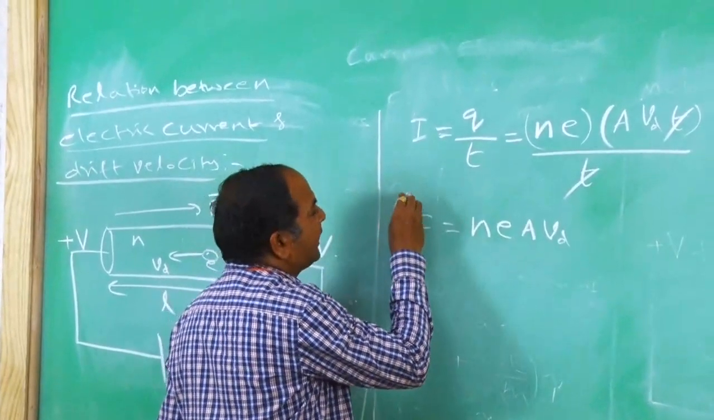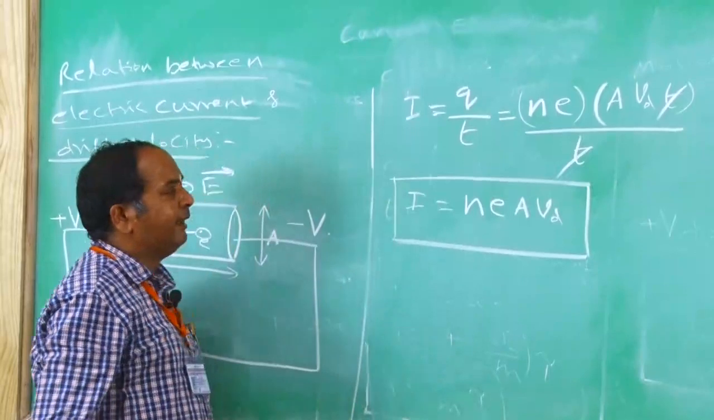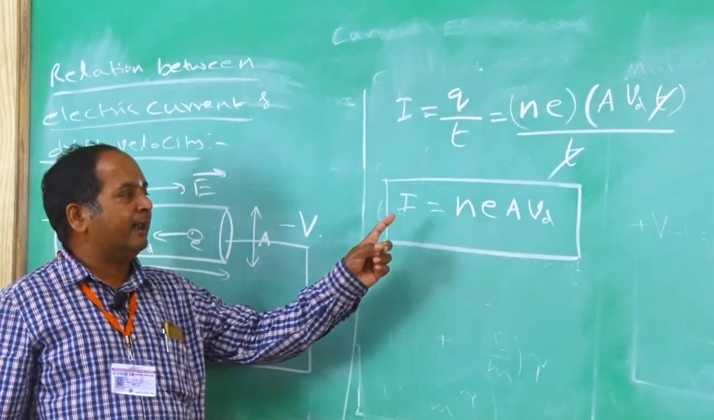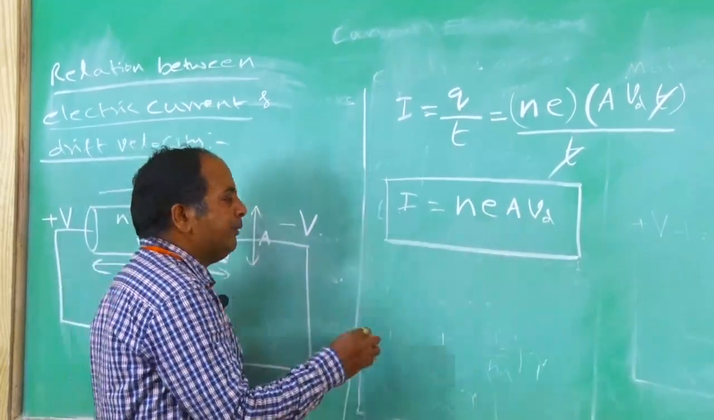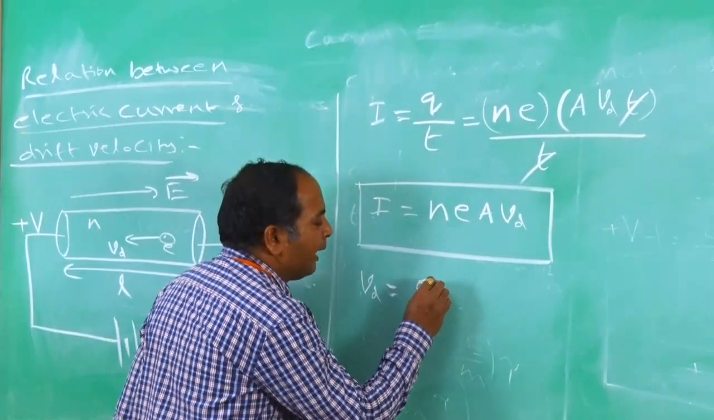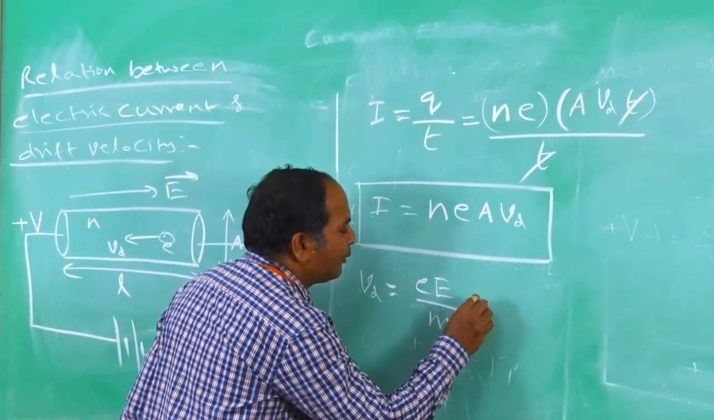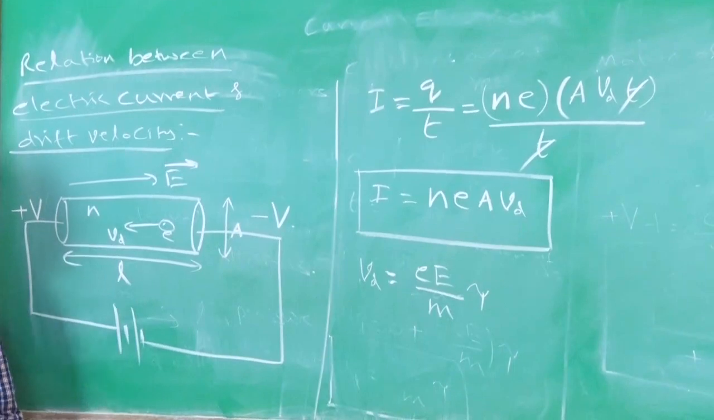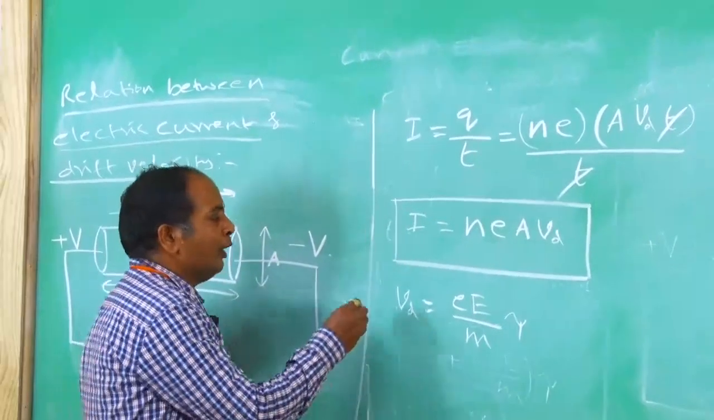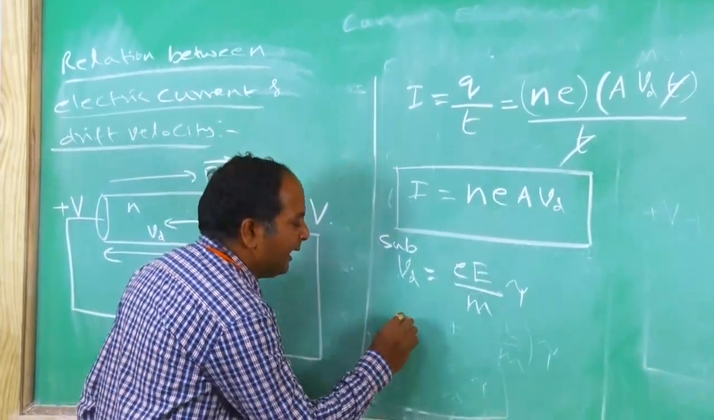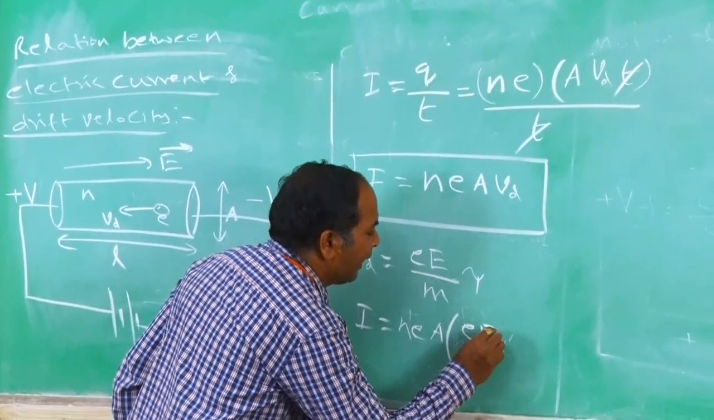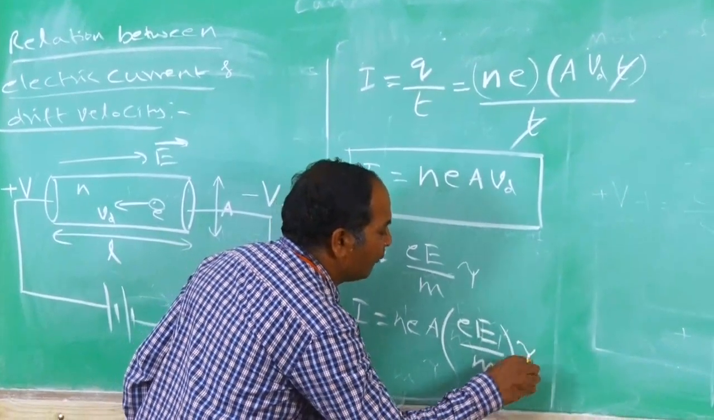This is the relation between electric current and drift velocity, that is I is equal to NeAVd. Already we know the magnitude of drift velocity is equal to small e capital E by m into tau. So we substitute Vd here, then we will get I is equal to NeA into small e capital E by m into tau.